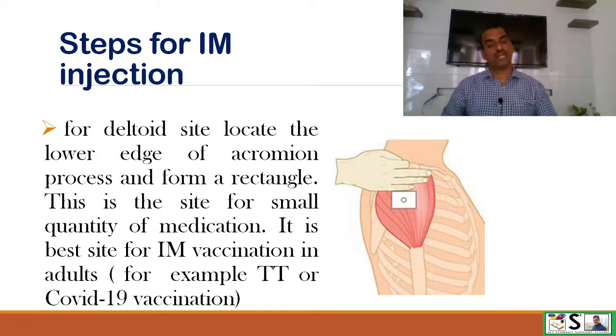Then for the deltoid site, locate the lower edge of the acromion process and form a rectangle here, and this is the site for small quantity of medication. It is the best site for IM vaccination, as normally 0.5 ml or 1 ml of vaccine is given. For example, when we give TT vaccine or COVID-19 vaccination, this is the site of choice.